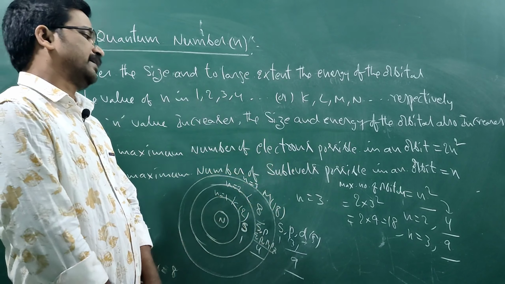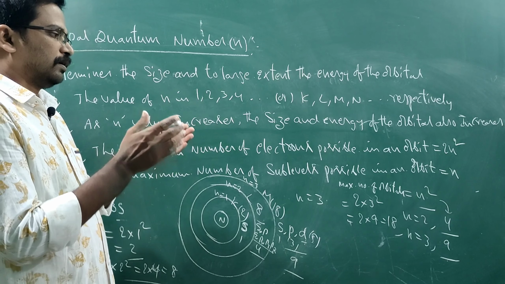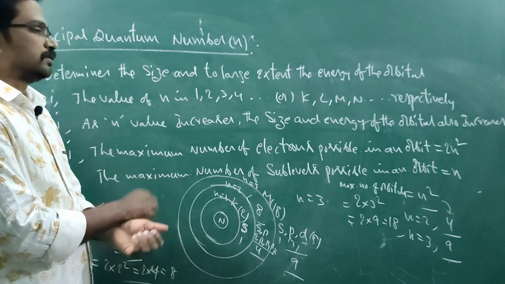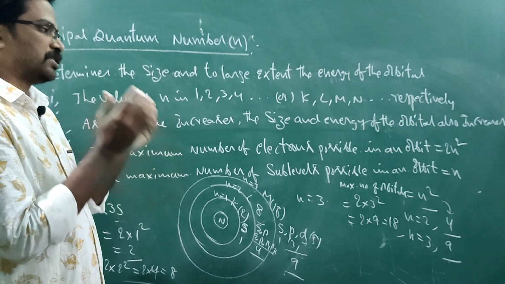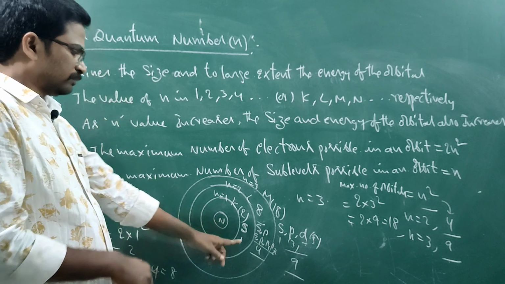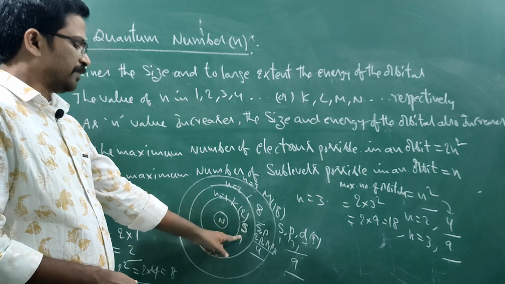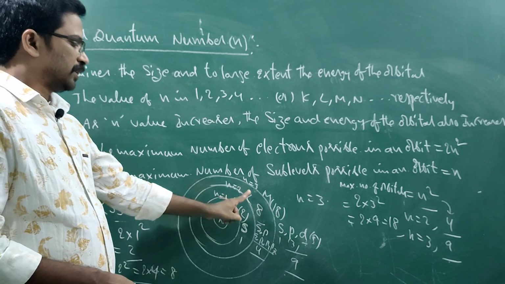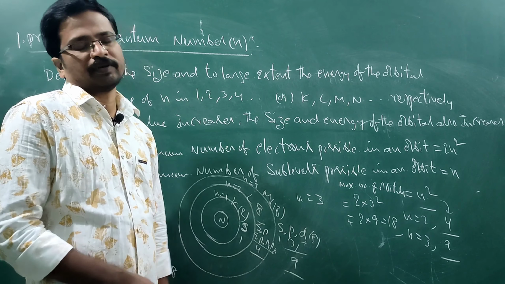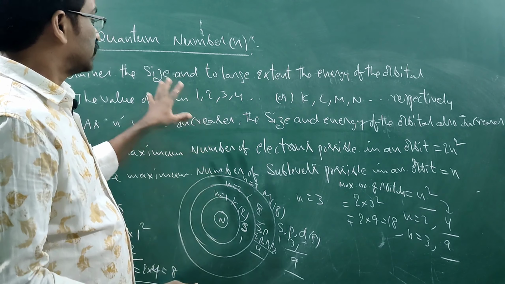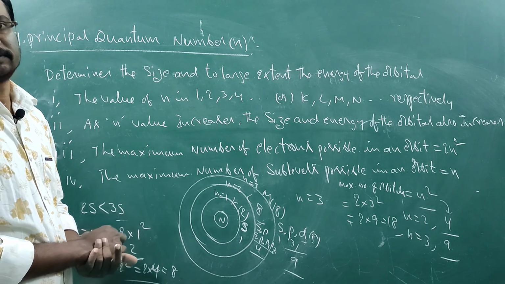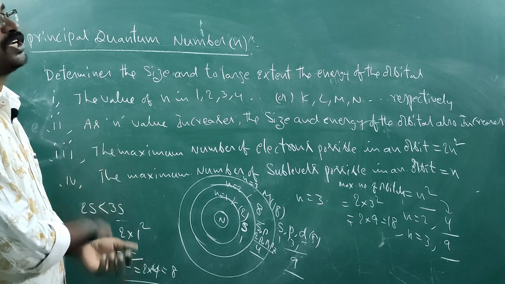The formula is valid. The maximum number of orbitals possible in a particular orbit is equal to n square. For n is equal to 1, the number of orbitals possible is 1. For n is equal to 2, the number of possible orbitals is 4. For n is equal to 3, the number of orbitals possible is 9. So in this way, you can understand the principal quantum number n. N gives this much information.